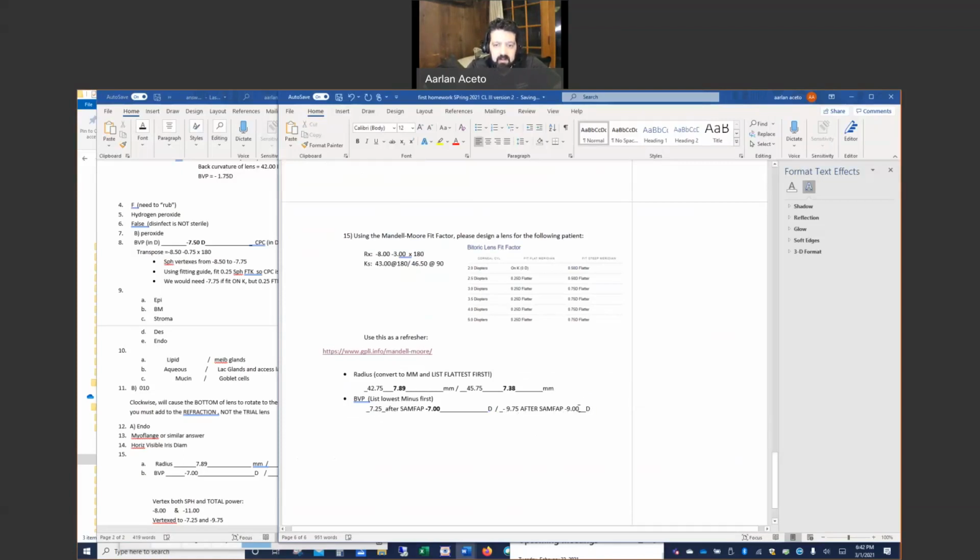So what I was looking for in this one is a lens that would give me a 7 here and a 9 here, a 7.89, 7.37, or we just do the diopters. A 43.75 would fit very well along here. It'd be a quarter flatter. A 45.75 would fit very well along the up or down. And it would fit remarkably well. And since we vertexed this and adjusted for SAM-FAP, it's a -7 and a -9.